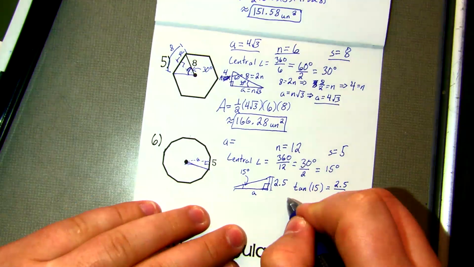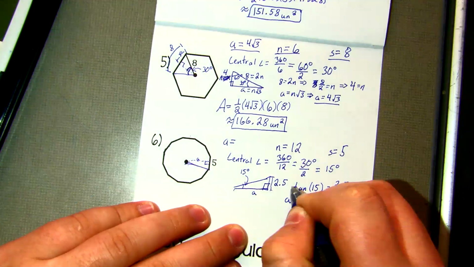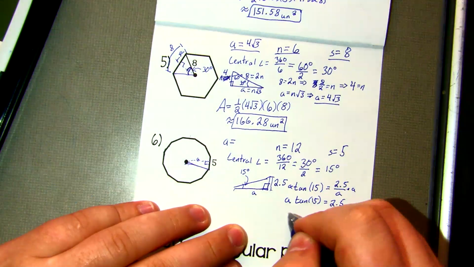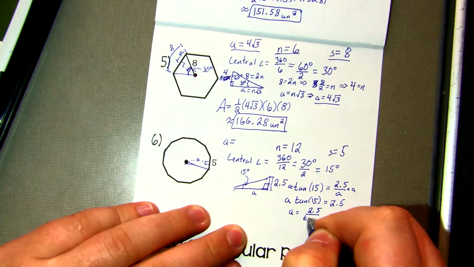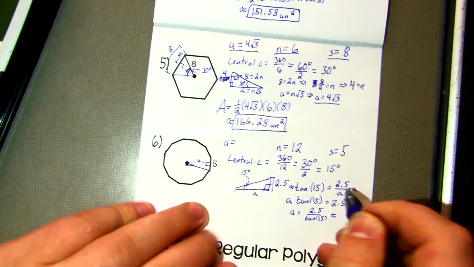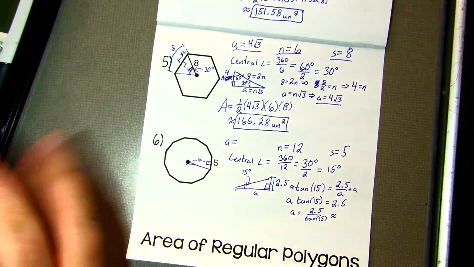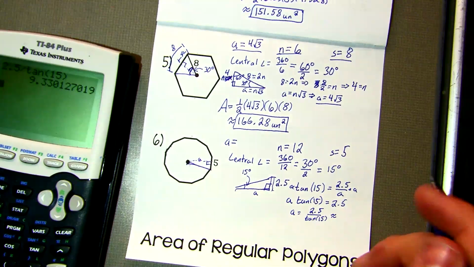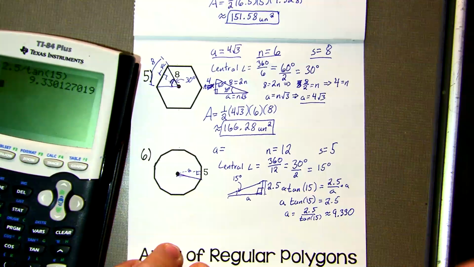So we know a tangent 15, multiplying both sides by a, a times tangent 15 equals 2.5, which means a is equal to 2.5 over tangent of 15, which means a is approximately, and again, since we're rounding, we use approximate, 2.5 divided by tangent 15. A is about 9.330. So we can go back up here, fill that in.